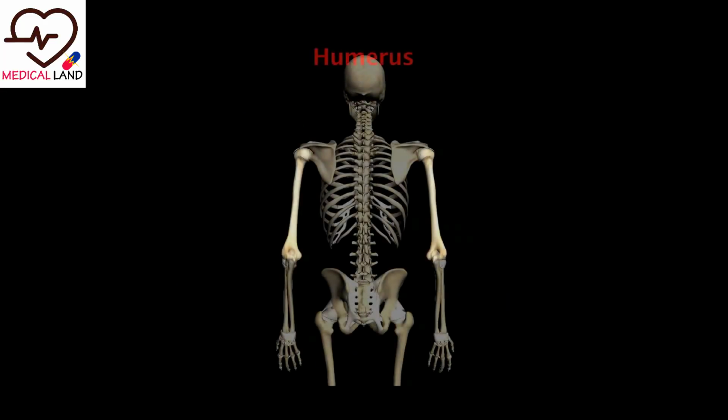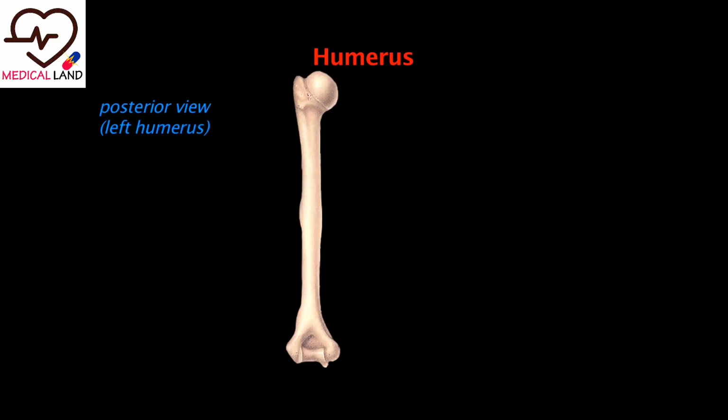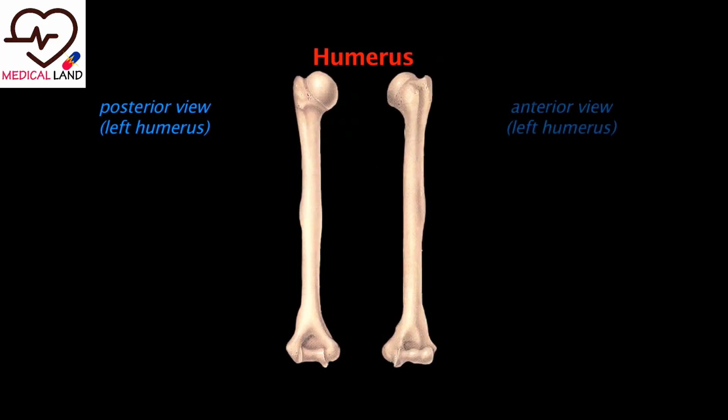The humerus is the bone that makes up the designated arm section of the upper limb. We have 2 views of the humerus here, the posterior view and the anterior view. The head of the humerus is the portion that articulates with the scapula in the glenoid fossa that was just shown. And at the base of the head is what's referred to as the anatomical neck.